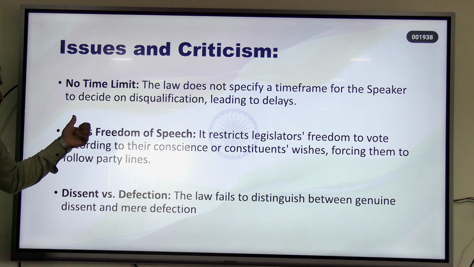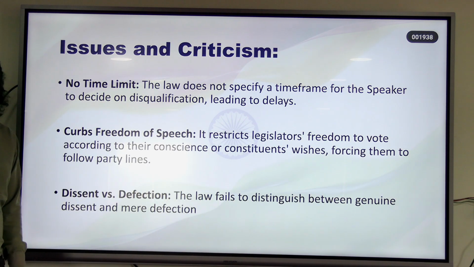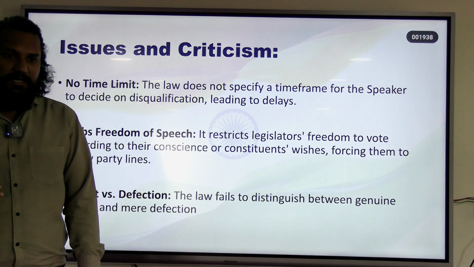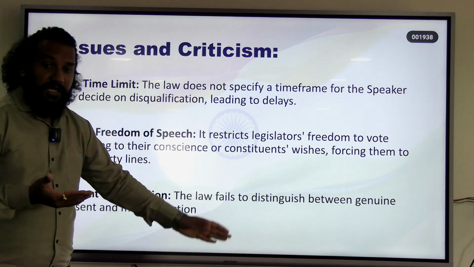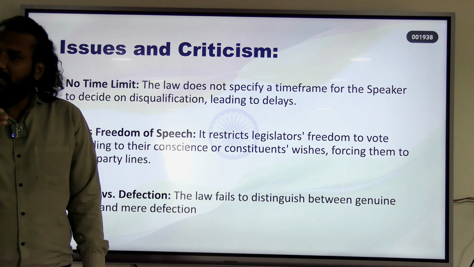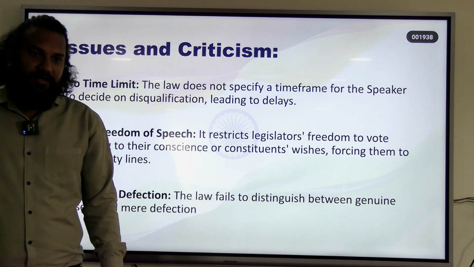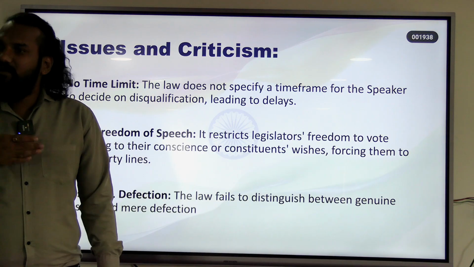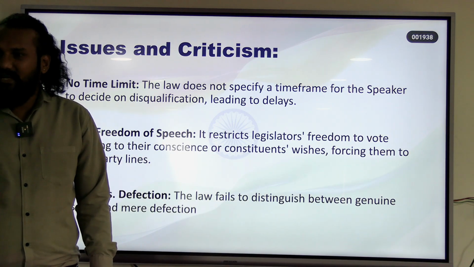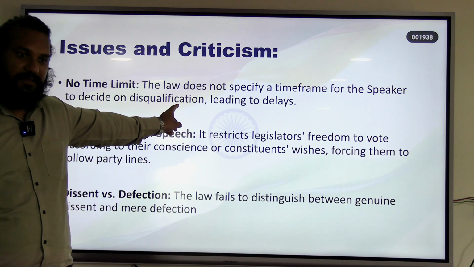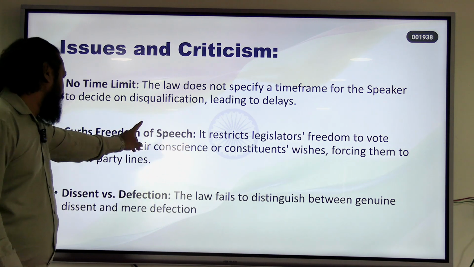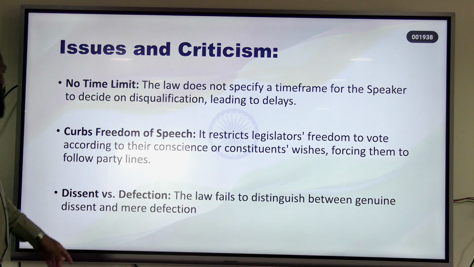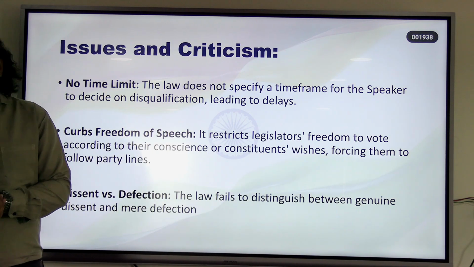And next, it curbs freedom of speech. How? Now take an example. Any party legislator has to vote on a particular bill according to the direction given by his party. That means he is not voting according to his freedom. So that has been curbed, taken away from that legislator. So that is also a problem, and it fails to distinguish between genuine dissent and mere defection.